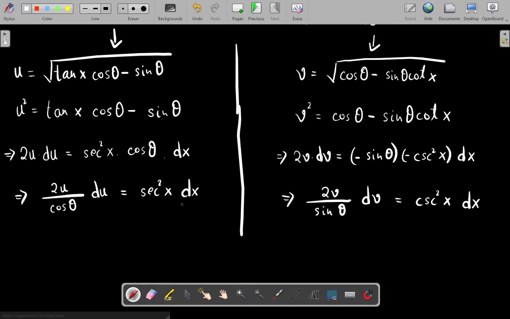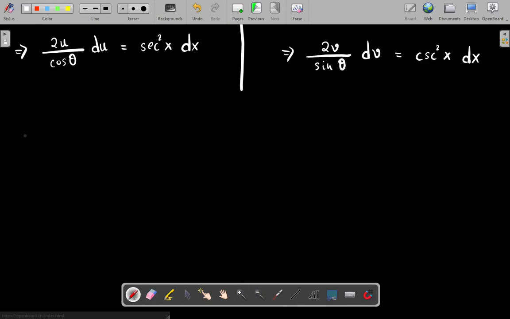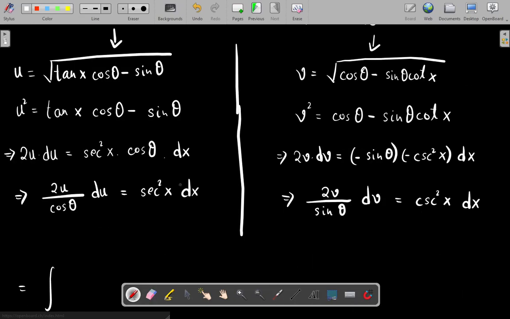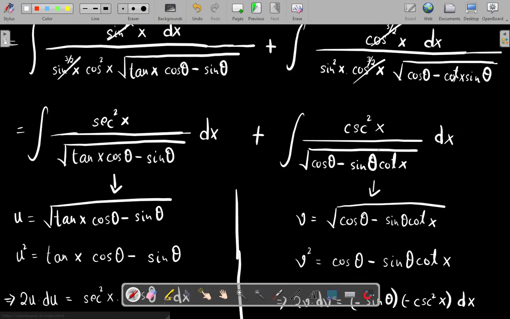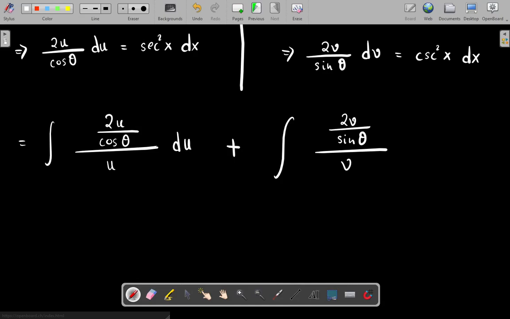So now on substituting these two values of u and this 2u upon cos theta du, and similarly v and 2v upon sin theta dv in place of cos x square x in this integral, we now get from the original integral sec square x dx is nothing but twice u upon cos theta whole thing divided by u, just u, du plus the second integral cos x square x dx is nothing but 2v upon sin theta divided by v, just v, dv. Okay, the variable is v in the second case.